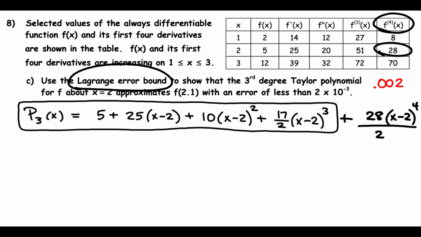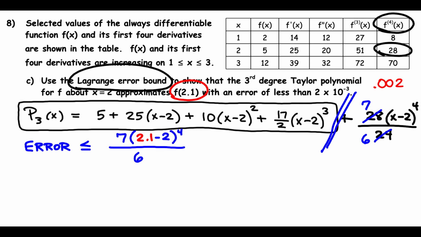4 factorial is 24. And before I get too far into this, let's simplify those. You can divide them both by 4. That'll be 7 over 6. It'll make my life easier down the road, I'm quite sure. Okay, so again, that's the first neglected term. And we know that the error is going to be less than or equal to it. Again, we're approximating f of 2.1, so I stick the 2.1 in for the x. And that's what I've got.